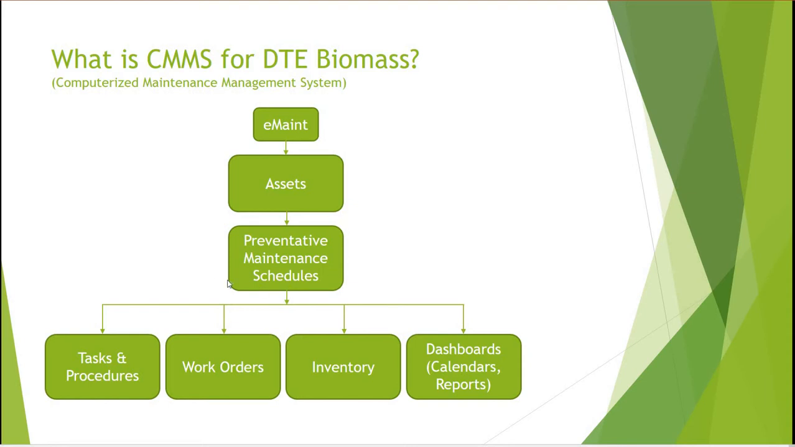And so within that bracket of preventative maintenance schedules, you have things like tasks and procedures, which are essentially the SWIs for these preventative maintenance items. And these will consist of actually SWIs, ECPs, JHAs, which can all be linked from SharePoint directly to eMaint, and we'll go over that in future videos.